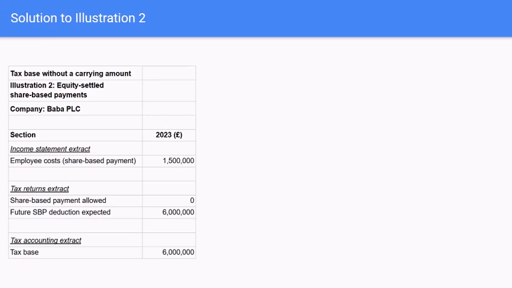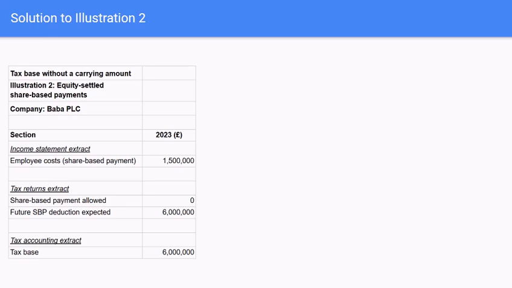But we know that based on what the accountant has calculated, we're expecting that by 2026, the deduction will be £6 million, and that's usually based on the market value of the shares at the end of the year. Somebody has done the calculation. It's usually a lengthy calculation depending on the complexity of the share-based payment. And they have said that your future share-based payment deduction, based on what we know as of end of 2023, we expect to be £6 million, and that's what we know now.